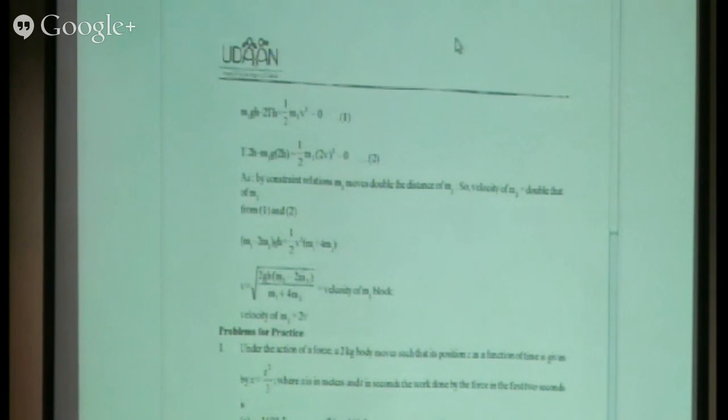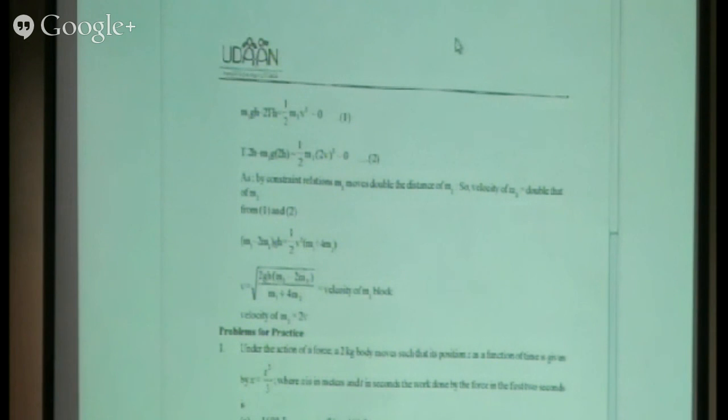So m1gh, is this point clear? m1gh is the work done on the body due to gravity, and 2Th is the work done in the opposite direction due to the tension in the string. So the difference of the two works is the gain in kinetic energy. So m1gh minus 2Th is half m v square. Why is m1gh positive? Because the work done due to gravity is positive, and in the same direction the body is moving. The case is opposite in the second case.